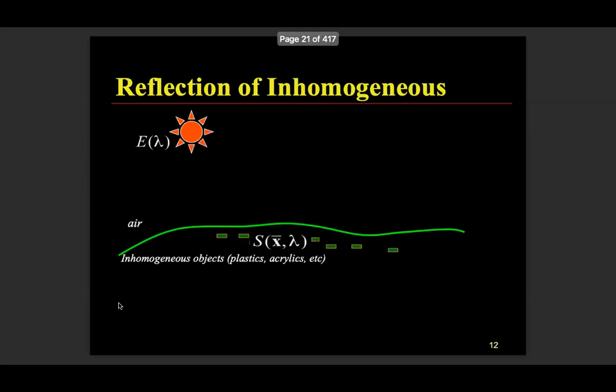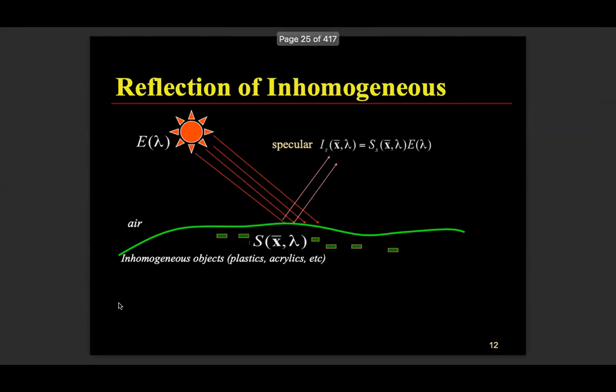So I will explain in this diagram here. Assume that this is plastic, right? Or acrylic or something like that. So if you have energy coming to that surface, some of it will be reflected immediately to the air. Right? And this one is called specular reflection. And that's the definition of specular reflection. SS, no longer S, but SS is the surface albedo, surface reflectance.